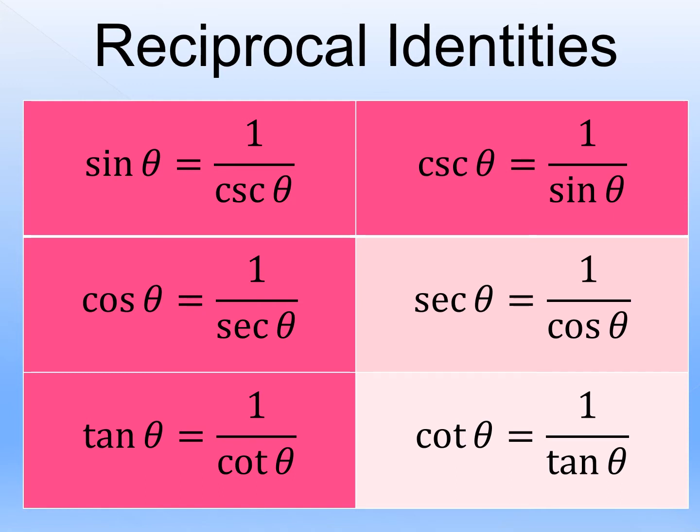For reciprocal identities, we have sine theta equals 1 over cosecant theta. Cosecant theta is equal to 1 over sine theta. Cos theta is equal to 1 over secant theta. Secant theta is equal to 1 over cos theta. Tangent theta is equal to 1 over cotangent theta, and cotangent theta is equal to 1 over tangent theta.